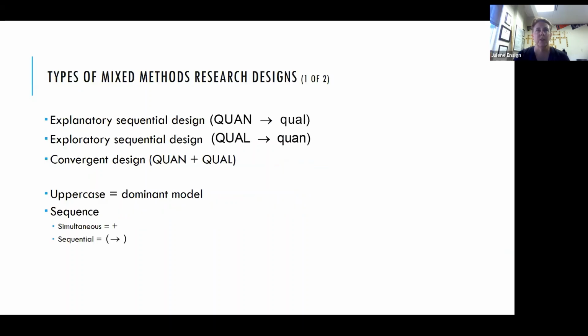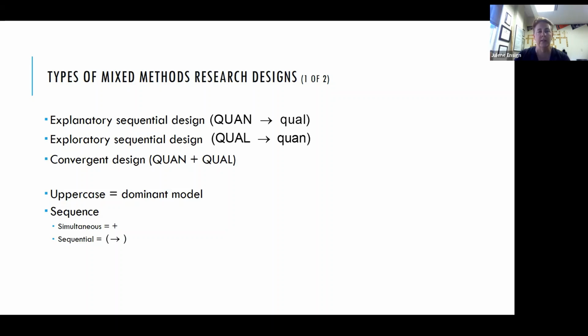So some different types of mixed methods research design. There's an explanatory sequential, which is more quantitative, and then that leads to, with a mix of some qualitative, then we end up with our final product. But the quantitative is the dominant model. So we're going to focus on getting those results first, and then we're going to fill in the gaps with qualitative data. The exploratory sequential is the exact opposite.